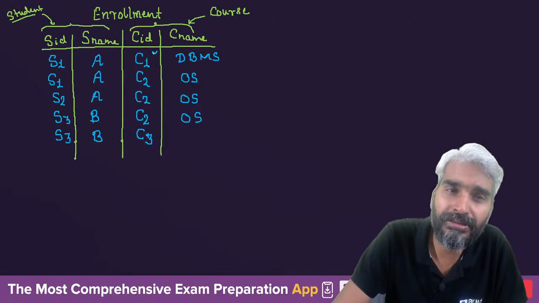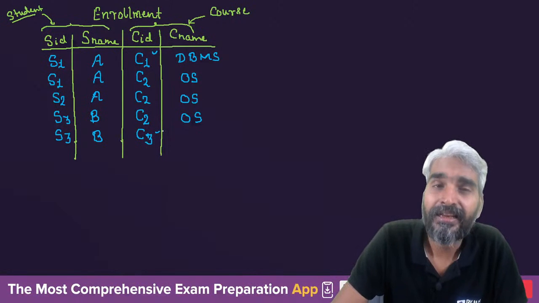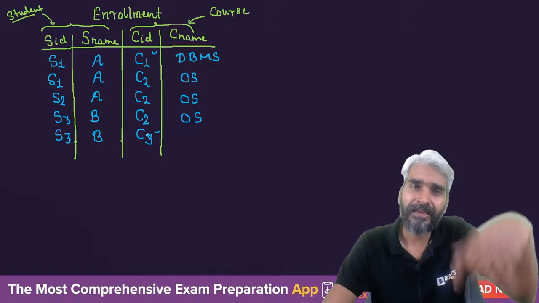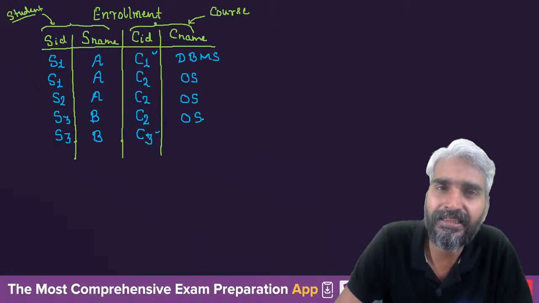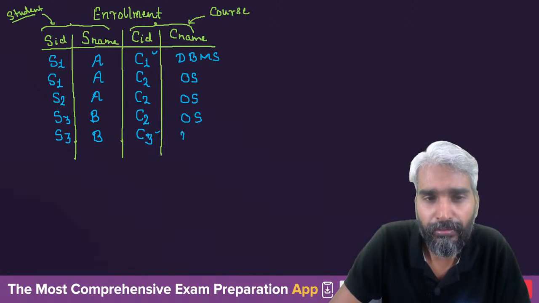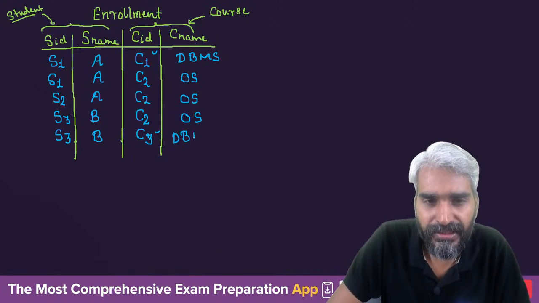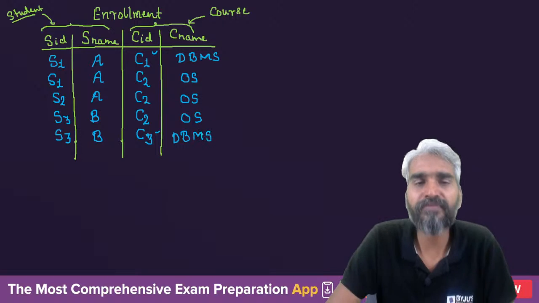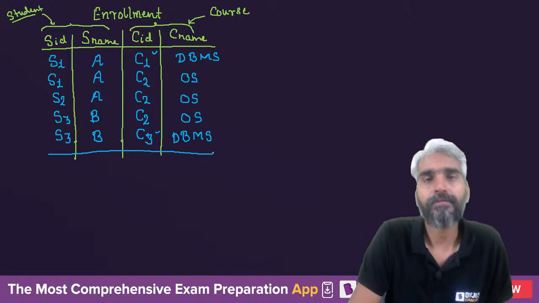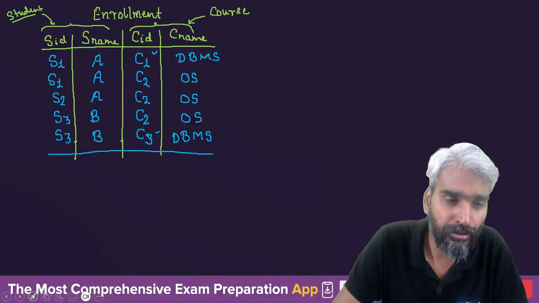Let's assume this course C1 is the course DBMS of the computer science branch, whereas this C3 is the same course, DBMS, but this ID C3 is with respect to the EC or electrical branch, right? So we can have the same course names with respect to two different course IDs. Now, what is the important thing here to learn?